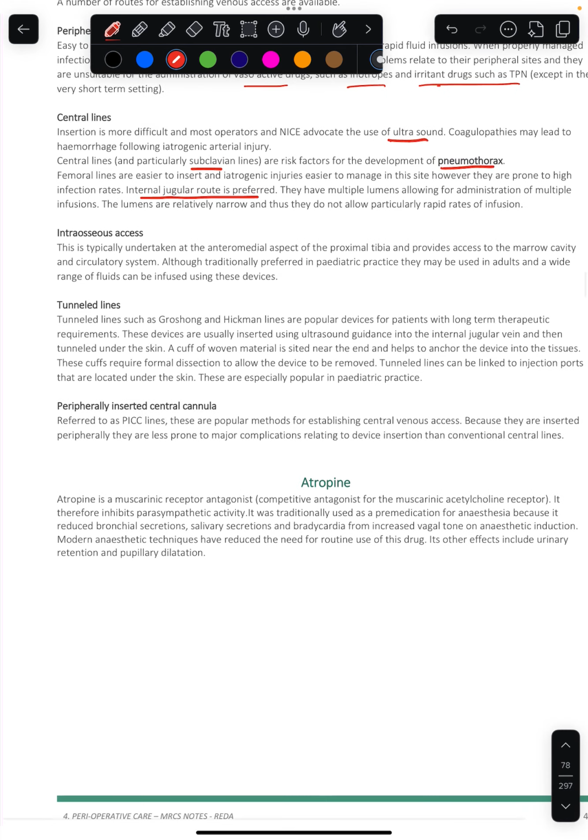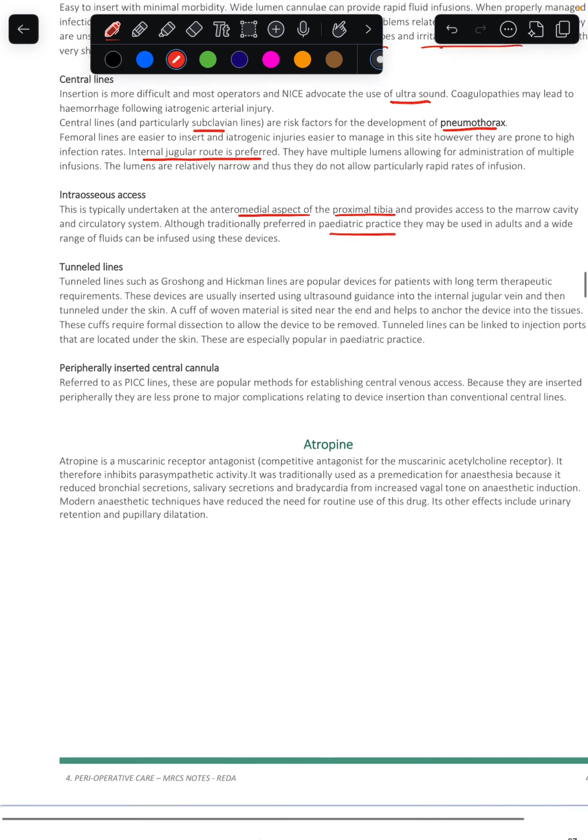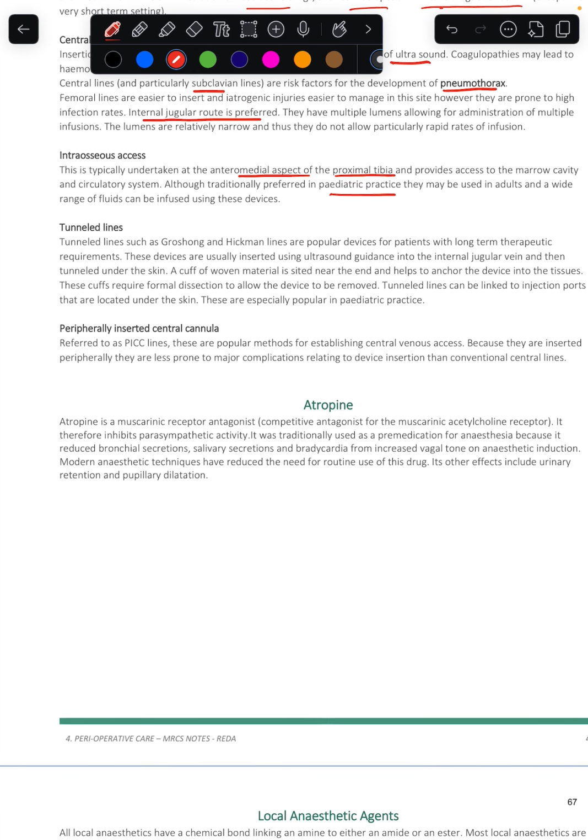The other option is intraosseous access, typically at the anteromedial aspect of the proximal tibia. It gives access to the marrow cavity and the circulatory system, and is traditionally preferred for pediatric patients where it is difficult to get an IV cannula. Then tunnel lines, what are these? These are Groshong and Hickman lines. These are tunnel lines and popular devices for patients with long-term therapeutic requirement.